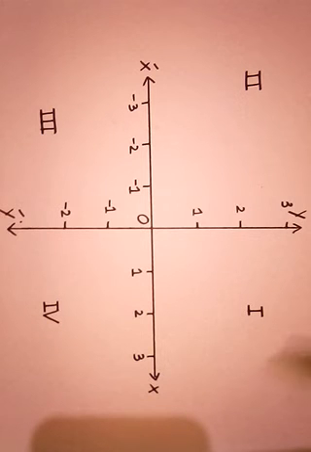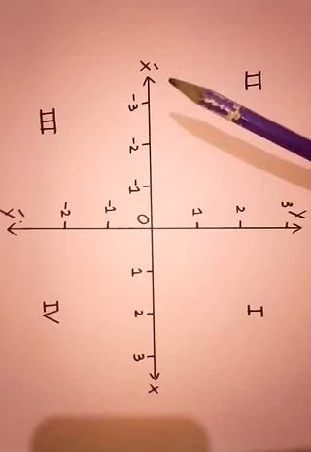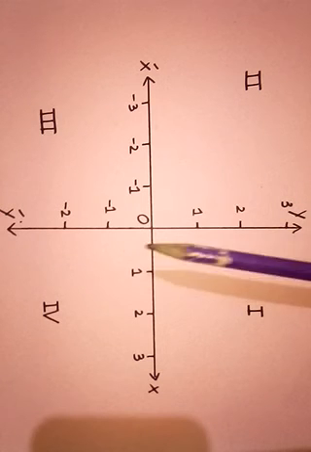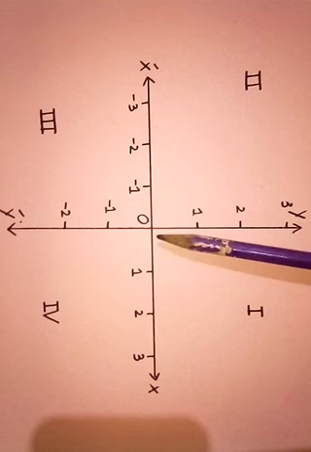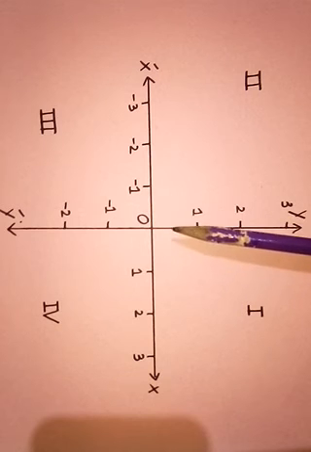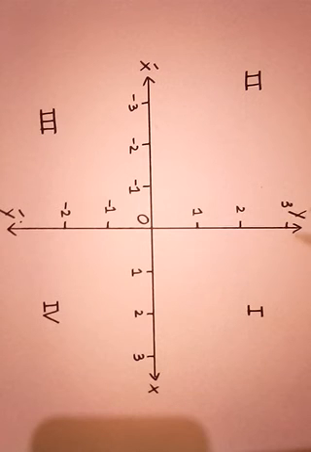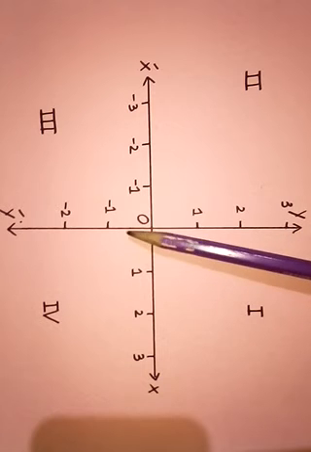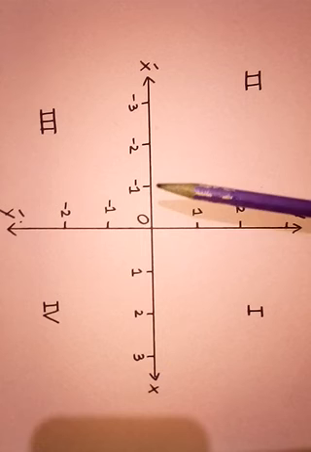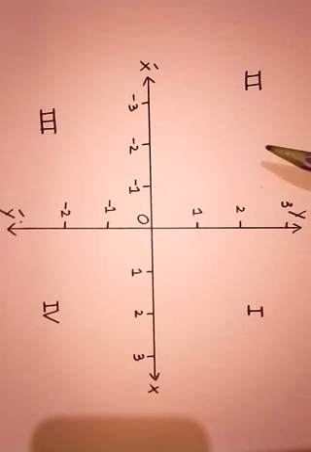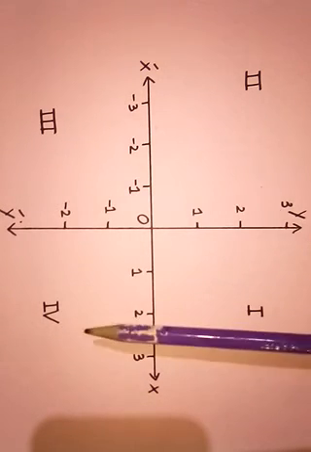Now, this is a Cartesian plane. The horizontal line is known as the x-axis and the vertical line is known as the y-axis. Both lines meet at point O. Both are perpendicular to each other. You have to take positive values for the upside of y and negative values for the downside of y. The right side of x has positive values and the left side of x has negative values. These are known as the first quadrant, second quadrant, third quadrant and fourth quadrant.